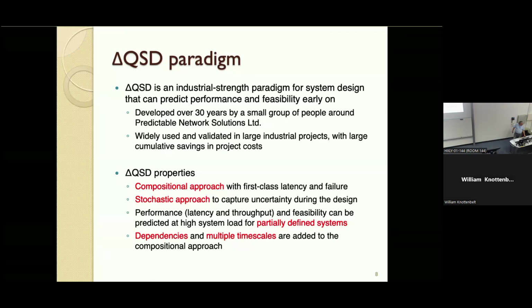So DeltaQSD is a compositional approach where you can combine components together that are basically independent of each other. It's a stochastic approach. We will use stochastic notions like cumulative distribution functions and probability density functions for predicting and computing the performance and latency. And you can also do that for partially defined systems. So this approach is intended to be used during the design process. So even before you know the complete design, you can already start computing what the predicted performance is.